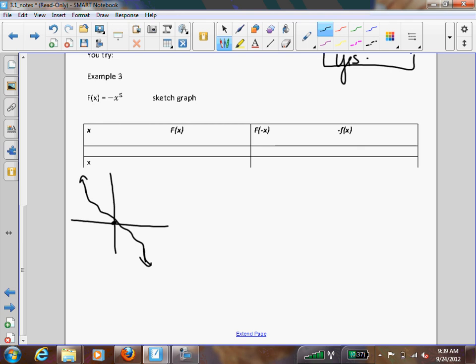Yeah, it should be. Okay. It's going to behave a lot like a cubic function because it's just a 5th root. All right, we're going to try it with a value. Pick a value for x. Okay, doesn't matter what you use. F of 2 is equal to the opposite of 2 to the 5th, which is negative.